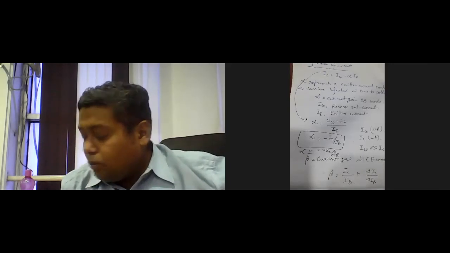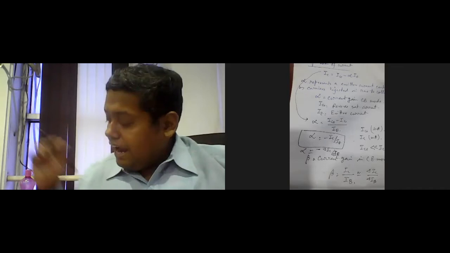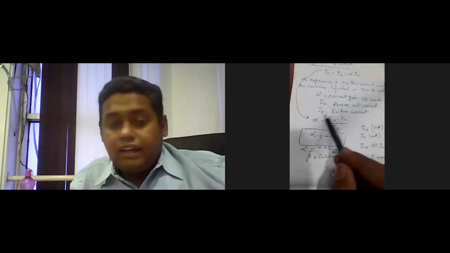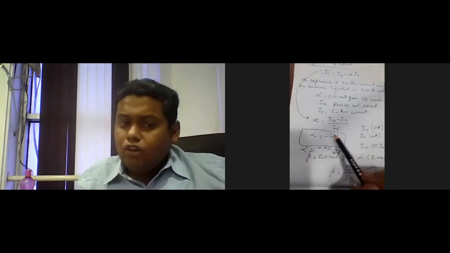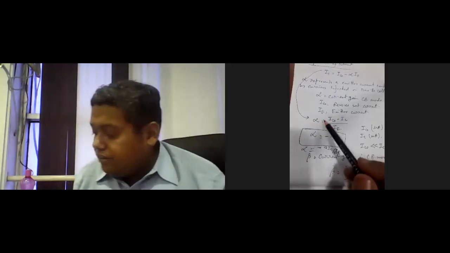Okay, so I repeat again. If we consider the common base mode, alpha is the current gain in common base mode, and ICO is the reverse saturation current. We already discussed the last day the current components of the circuit in CB mode. Then alpha equals (IC minus ICO) divided by IE.